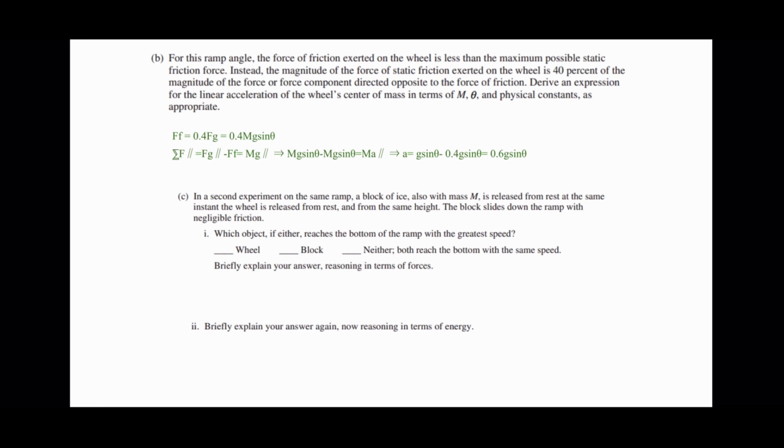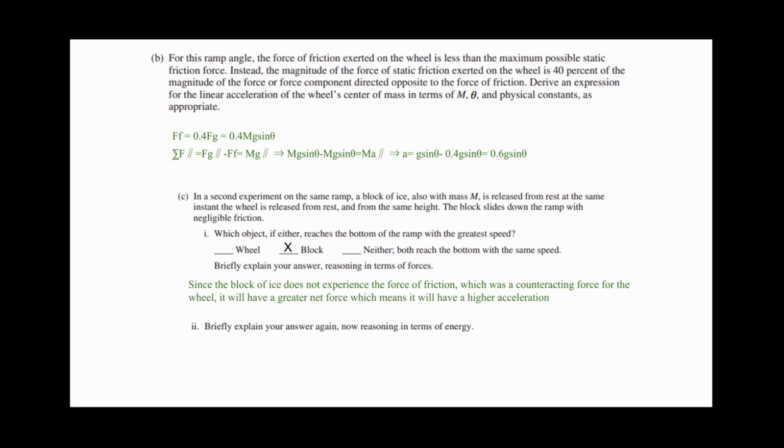So we have to look, is it either the wheel or the block of ice that reaches it faster? And since the block of ice has no friction, it's going to reach the bottom faster because the net force is going to be bigger, because it's not going to experience friction like the wheel did. We briefly have to explain our answer in terms of forces, and this is what I've written out. Since the block of ice does not experience the force of friction, which was a counteracting force to the wheel, it will have a greater net force, which means it will have a higher acceleration.